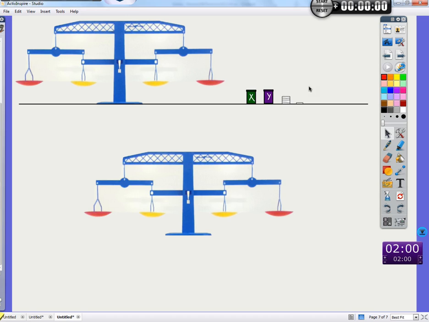What do you got? Those are five. Another one, three each. So what's this equation? 3 equals 3. So that's balanced, right? We know because this thing points straight up and down. Okay? So, what happens when I do this?